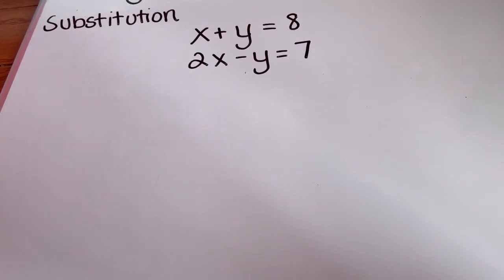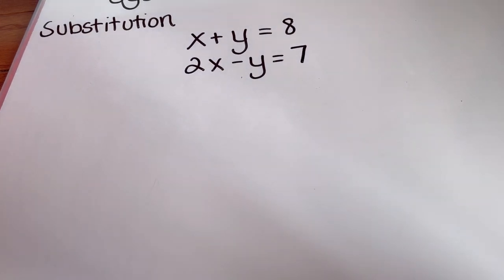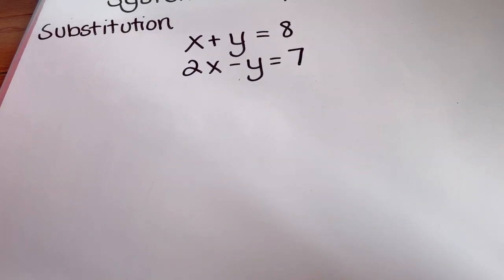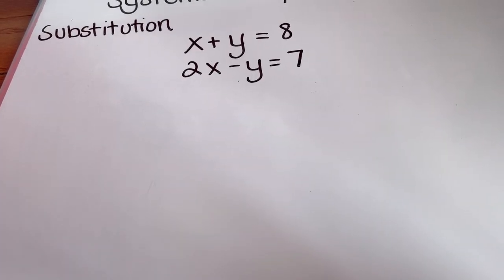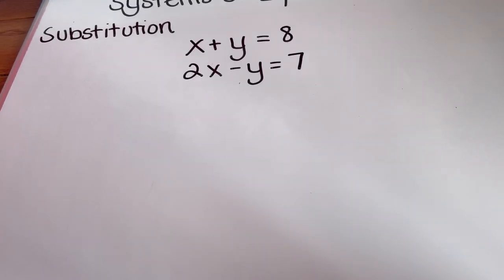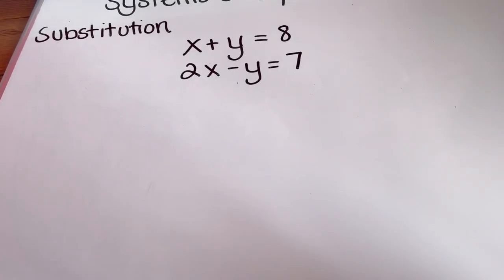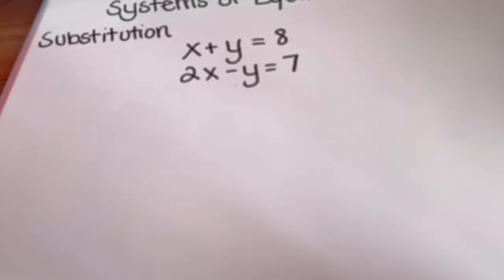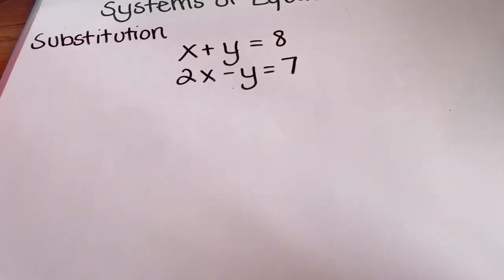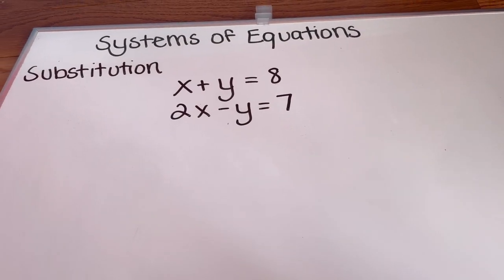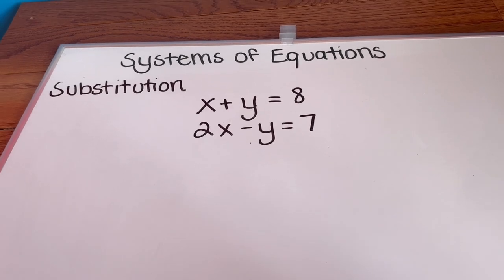This is a way to solve for two variables, x and y. Usually you're used to solving for one variable, which is x, but this is a way to solve for two. Now there's two methods, substitution and elimination. And sometimes substitution works better and sometimes elimination works better. So I'm going to be teaching you how to solve with both methods.